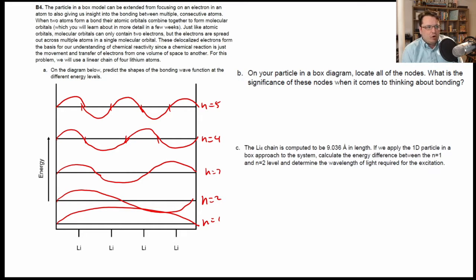And so then, part B of the problem asks, on your particle in a box diagram, locate all of the nodes. What is the significance of these nodes when it comes to thinking about bonding? One big mistake people run into is they see a node for an atomic orbital or a molecular orbital or anything like that, and they understand that there isn't any electron density there, but they also think that that is a point where there's essentially a bond breakage. But that's not necessarily true. It's just simply a region where you don't have any electron density.